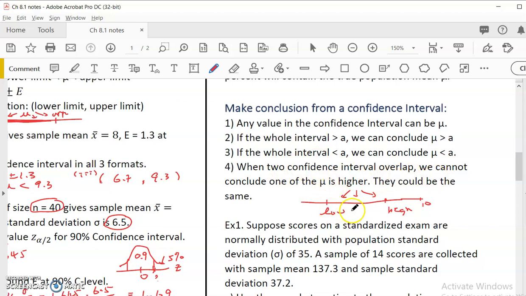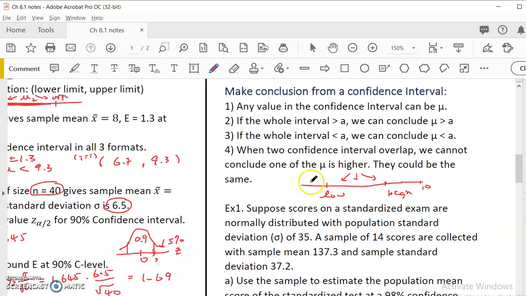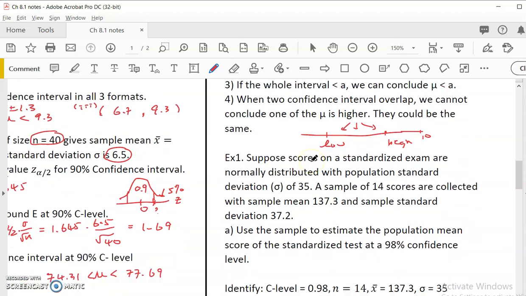Sometimes we construct two confidence intervals, maybe one for the mean of something and the other for the mean of another population. So they may overlap. If they overlap, then they may be equal. So you cannot conclude one is higher than the other. In chapter 10, we'll talk about how to compare two confidence intervals officially.